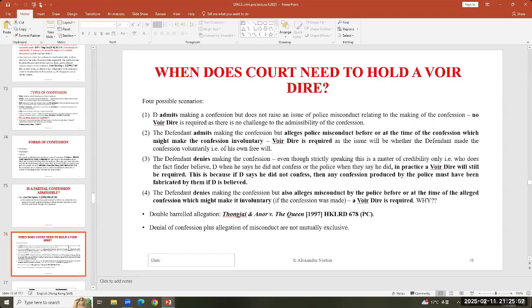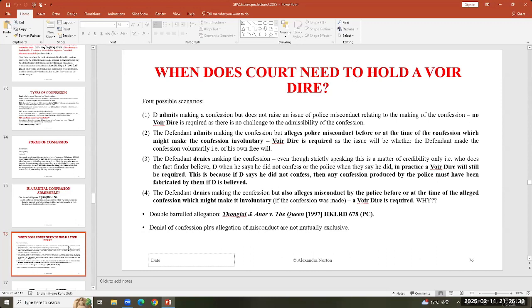So to determine the admissibility of a confession, in practice, remember, we have these two alternatives. We have a voir dire, which is a separate trial within a trial on the admissibility of evidence, or we have this option of the alternative procedure. So under what scenarios do we need to have a voir dire, right? If there's no issue of police misconduct, defendant says he confessed, don't need a voir dire. If he says he confessed, but he says only did so because I was beaten up, definitely need a voir dire.